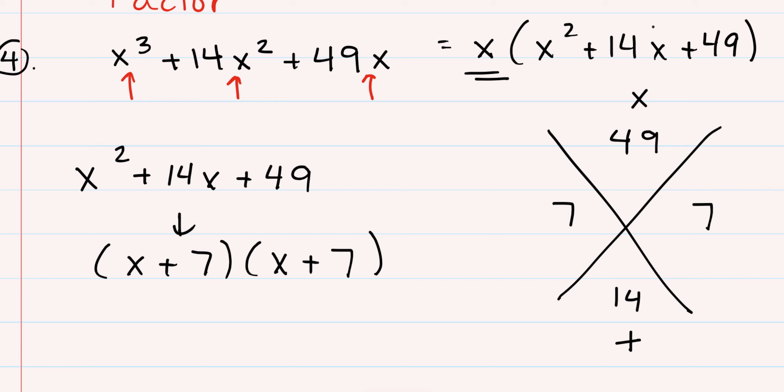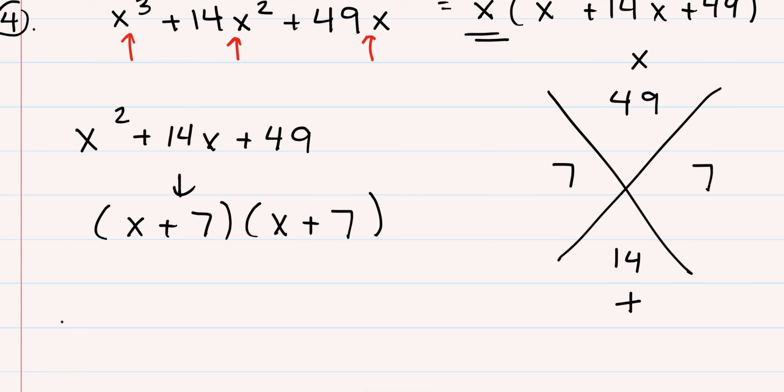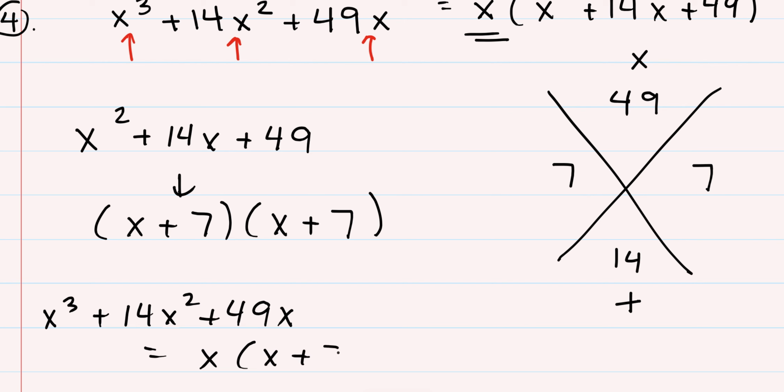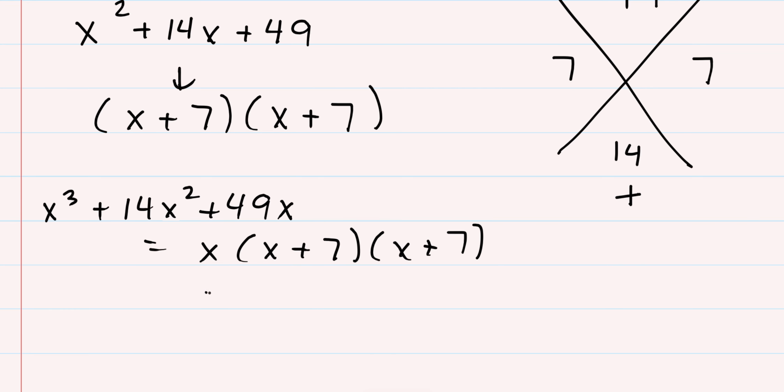But originally, this is not what we had. We had this times x. So let's write that out. x cubed plus 14x squared plus 49x is equal to x times (x plus 7) times (x plus 7). You could even write this as x times (x plus 7) squared if you want to get fancy.